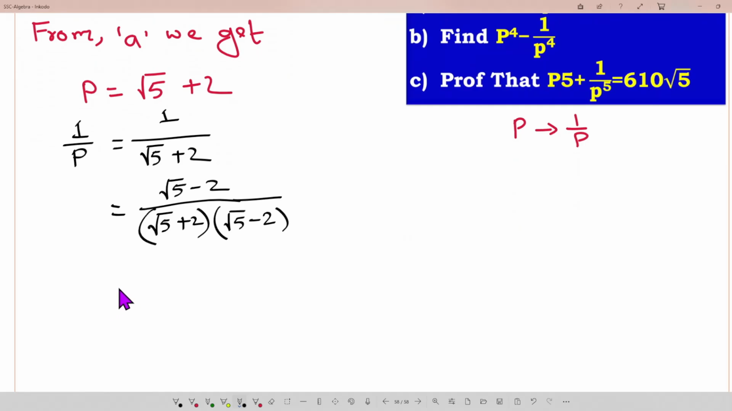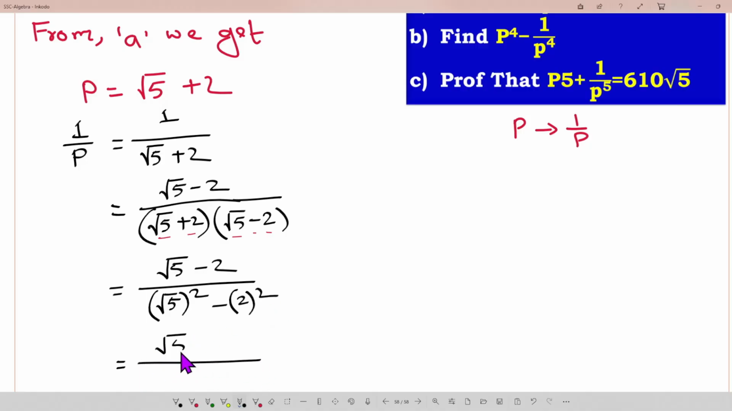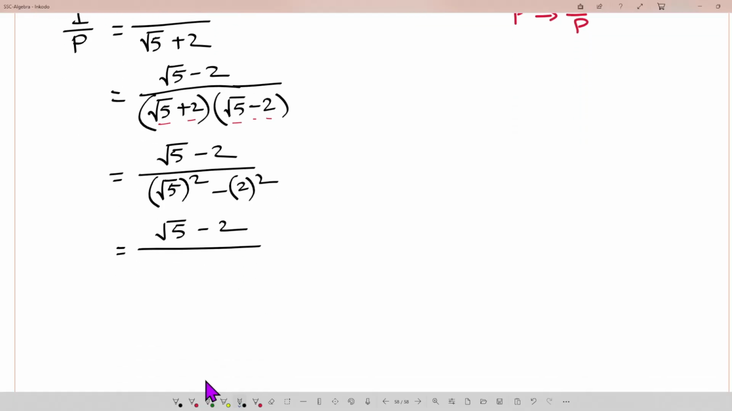Now look, here is root 5 minus 2, and this looks like (a plus b)(a minus b). It means root 5 squared minus 2 squared. Root 5 squared means 5, 2 squared means 4. So 5 minus 4 will be 1. So ultimately 1 divided by p equals root 5 minus 2.